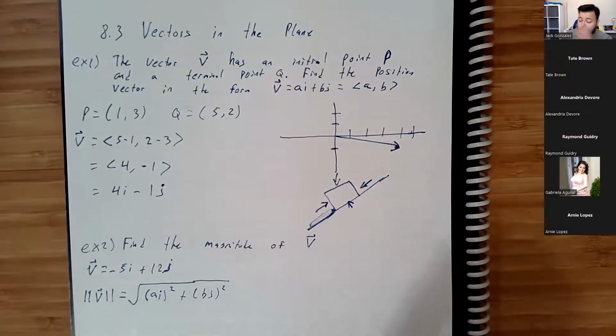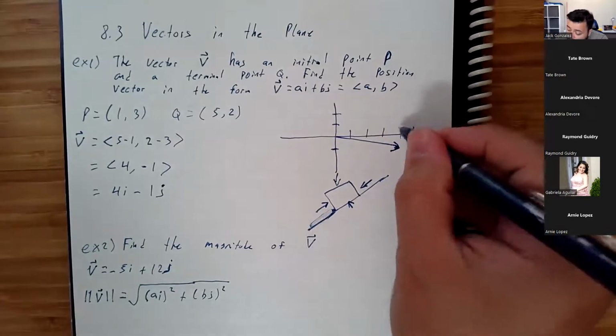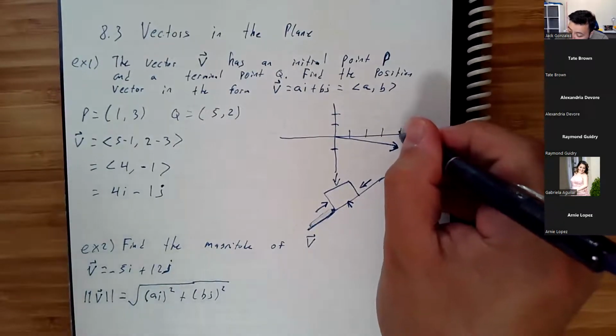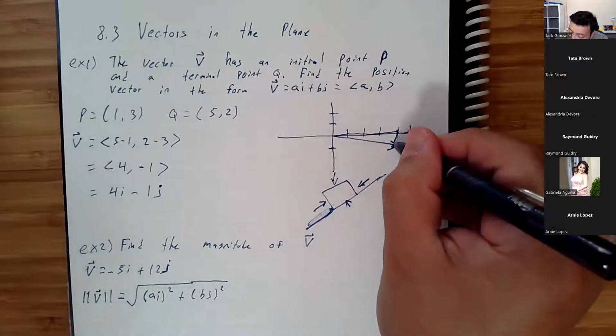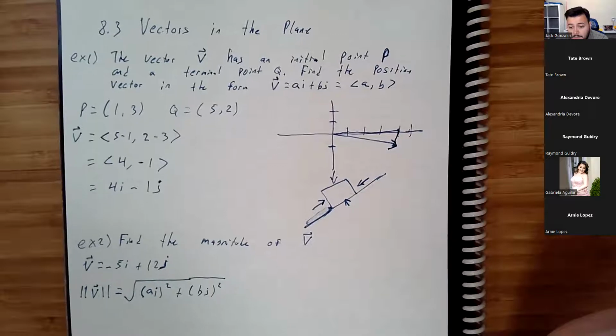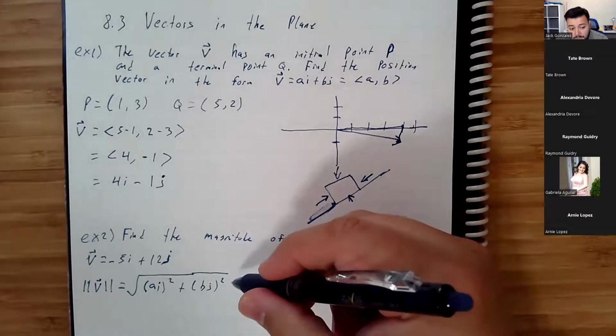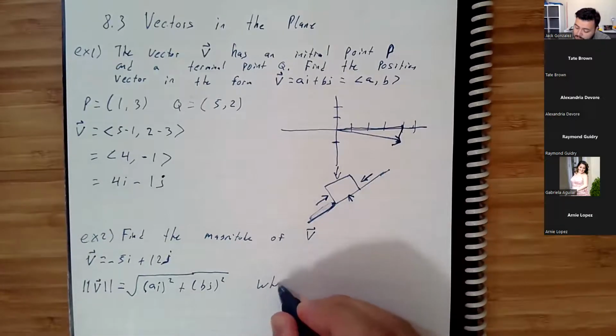Okay. So if you square each component, this should look very familiar, right? This is the hypotenuse. So what you're technically doing in 2 dimensions is finding this length, the hypotenuse. Okay, so this right here is your magnitude, your hypotenuse.